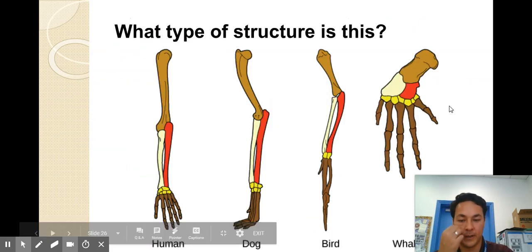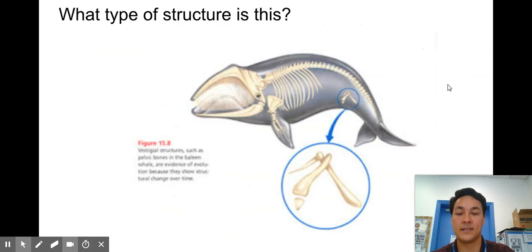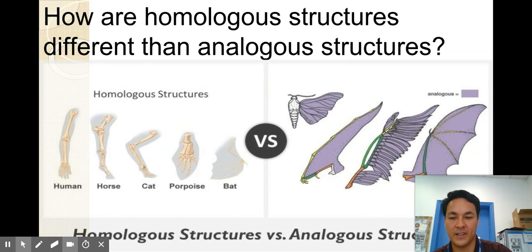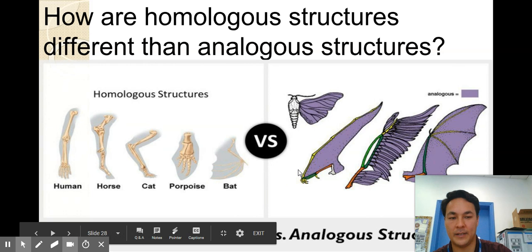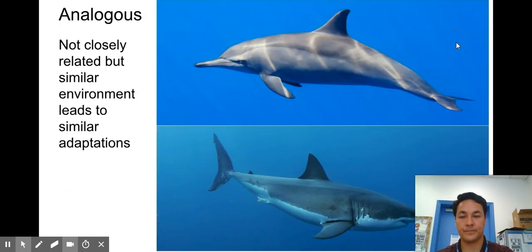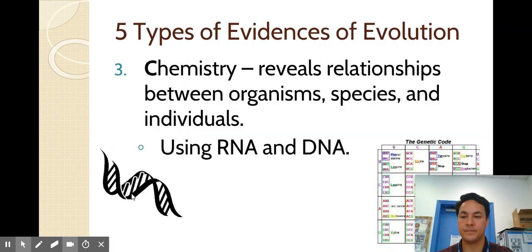So I got a little quiz for you. What type of structure is this? Hopefully you got homologous. What type of structure is this? Hopefully you got vestigial. How are they different? Homologous, showing common ancestry. Analogous, showing convergent evolution, showing that they both evolved similar adaptations for a similar environment, even though they're not closely related on the tree of life. And here's that analogous part right here.